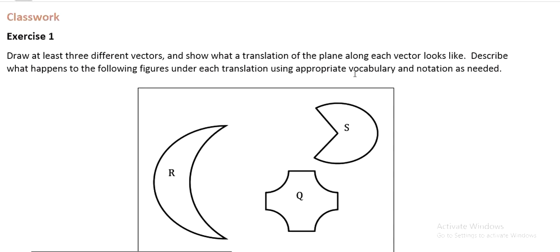Exercise 1 says, draw at least 3 different vectors and show what a translation of the plane along each vector looks like. Then we have to describe what happens to the following figures under each translation using appropriate vocabulary and notation as needed. Notation is going to be a big part of today's lesson.